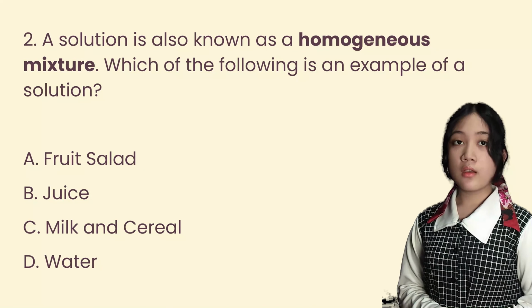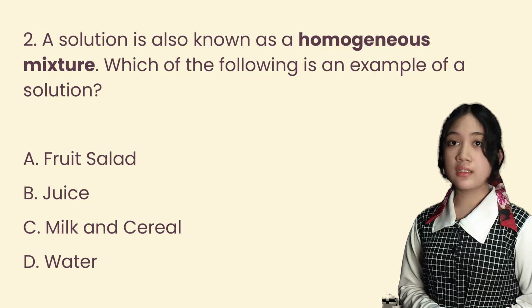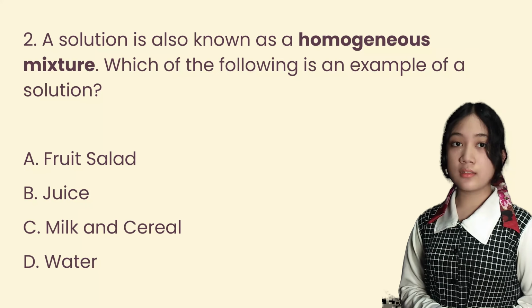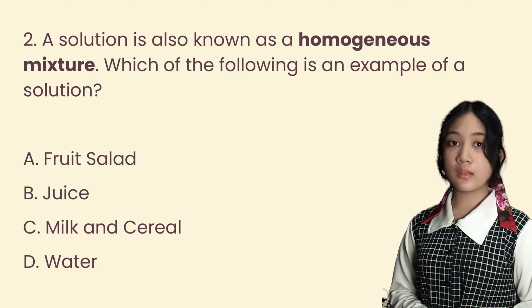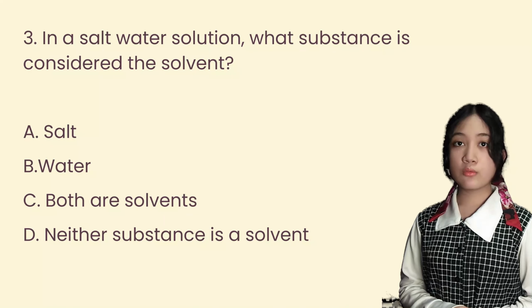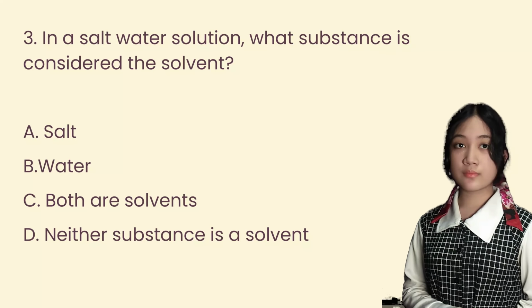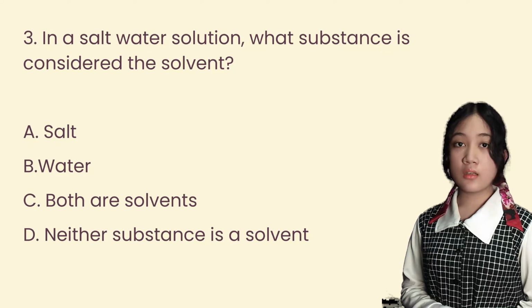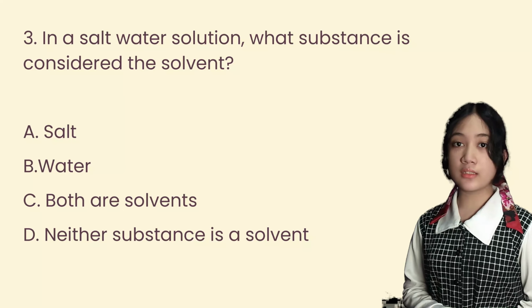Number 2. A solution is also known as a homogeneous mixture. Which of the following is an example of a solution? Letter A. Fruit salad. Letter B. Juice. Letter C. Milk and cereal. Letter D. Water. Number 3. In a saltwater solution, what substance is considered the solvent? A. Salt. B. Water. C. Both are solvents. Letter D. Neither substance is a solvent.